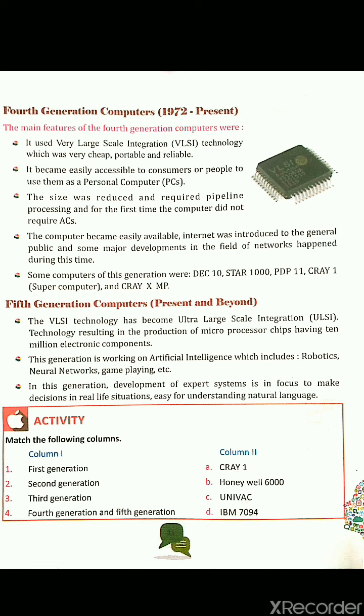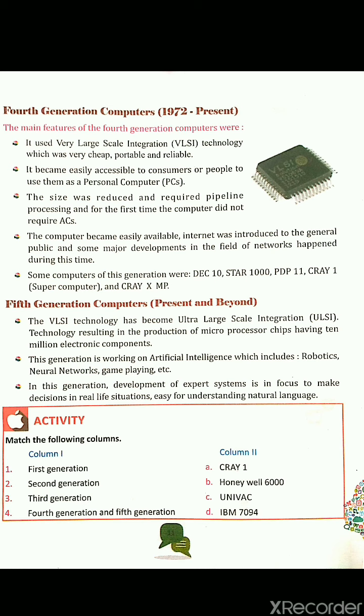In this generation, development of expert systems is in focus, to make decisions in real life situations and to make understanding natural language easy. The computer devices are based on artificial intelligence in the fifth generation computers, and these computers are coming up. These are the most advanced computers, fifth generation computers.